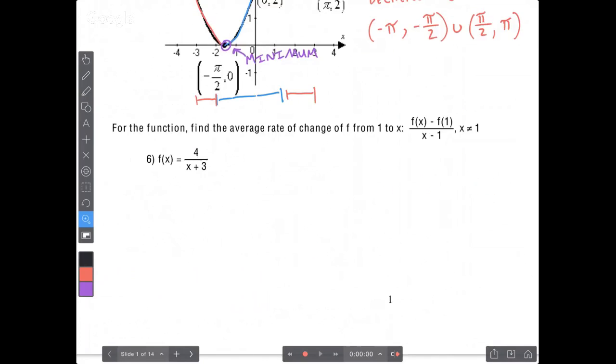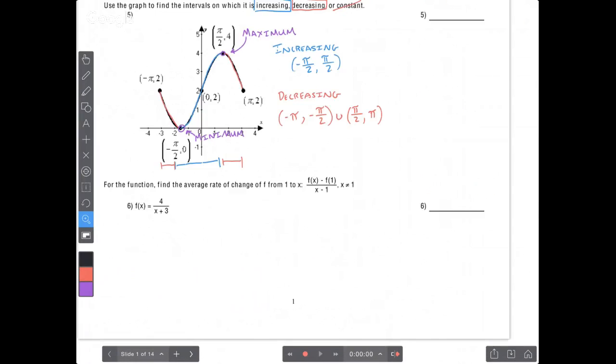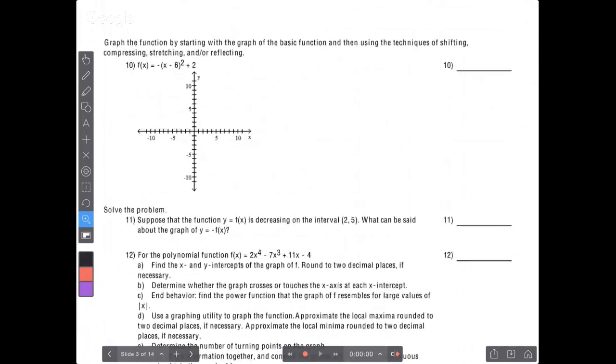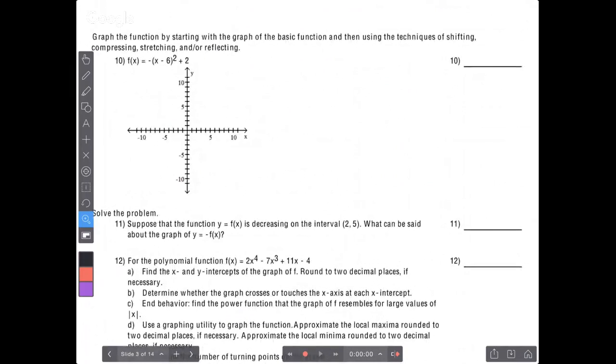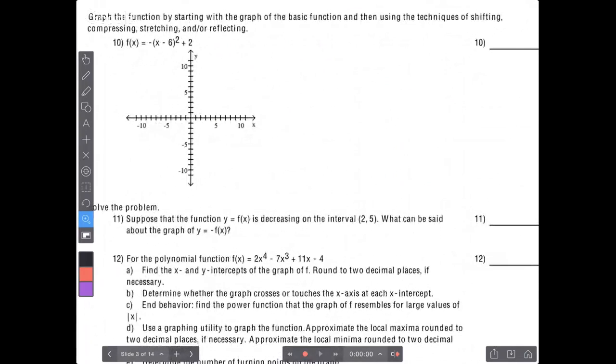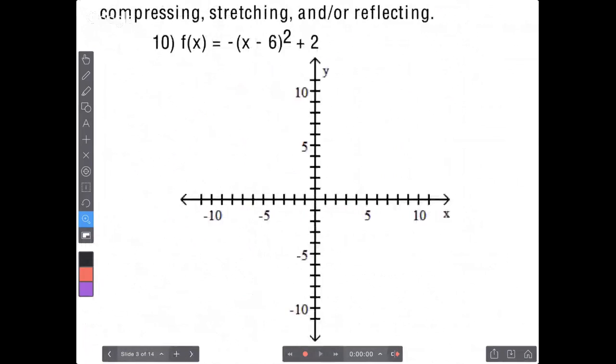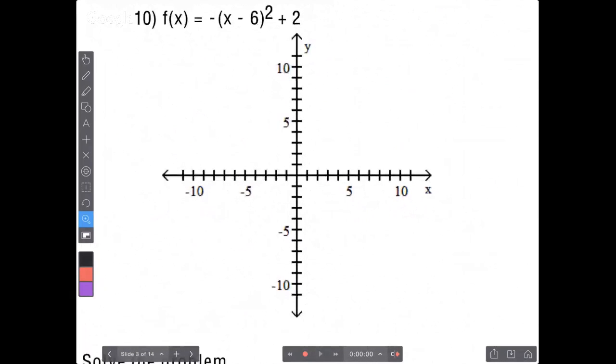Cool. Number 10. Number 8, 9, and here we go, 10. Graph the function by starting with the graph of the basic function and then using the techniques of shifting, compressing, stretching, and or reflecting. Okay, so we're graphing via transformations.